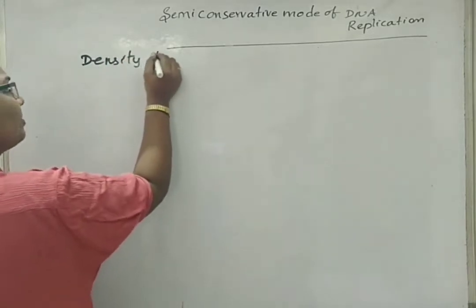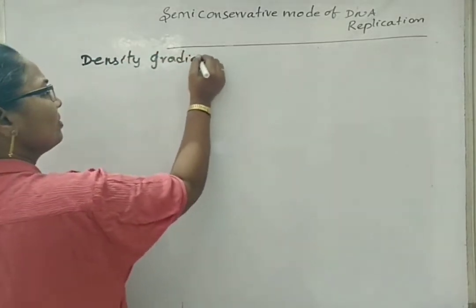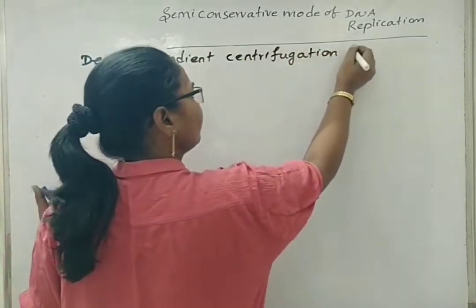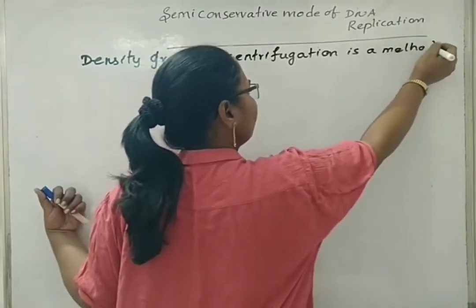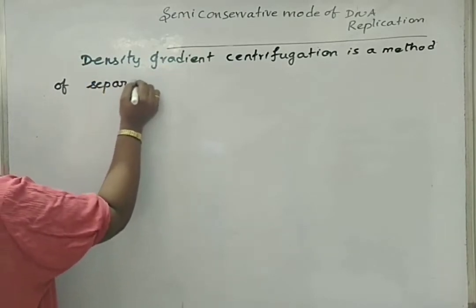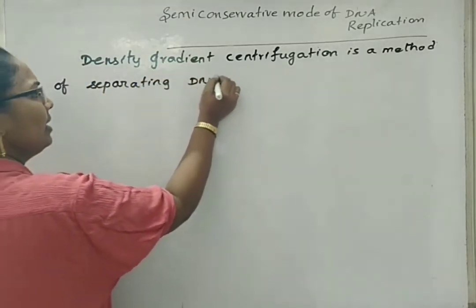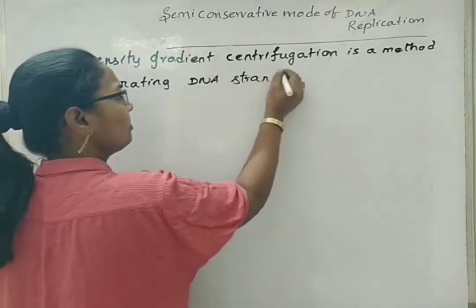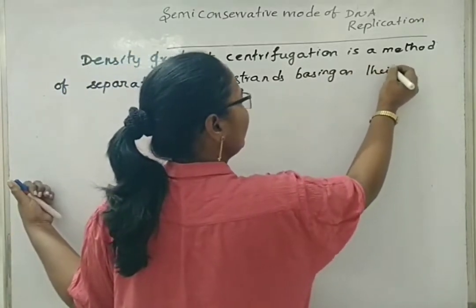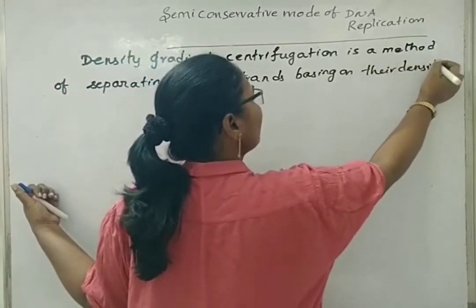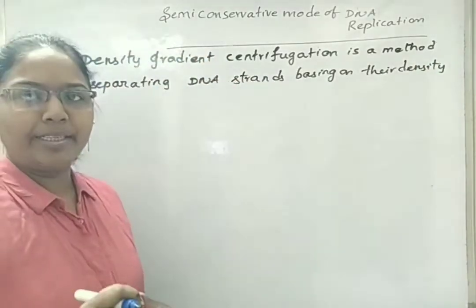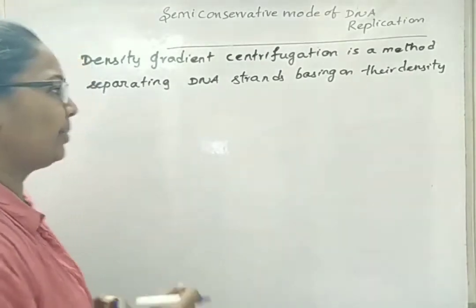Density gradient centrifugation is a method of separating DNA strands or molecules based on their density. There is another method, differential centrifugation. In that method, DNA particles are separated based on their size and also their shape.